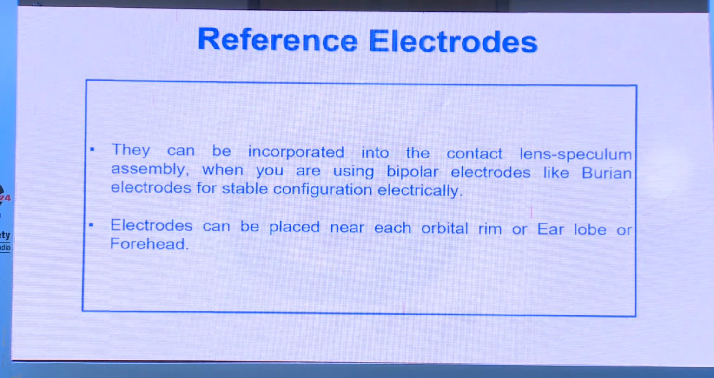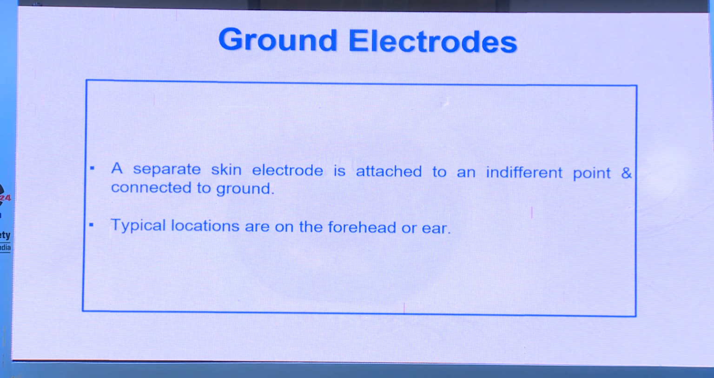Then, after active electrode, we have got reference electrode. They are incorporated into the contact lens speculum assembly when one uses bipolar electrode like Burian, or electrodes for stable configuration electrically. Now, electrodes can be placed near orbital rim or earlobe or forehead. The third type of electrodes are the ground electrodes, where a separate skin electrode is attached to an indifferent point and connected to the ground. The typical location for placement of the ground electrodes are forehead or ears.